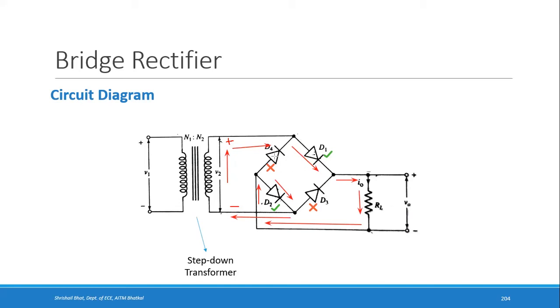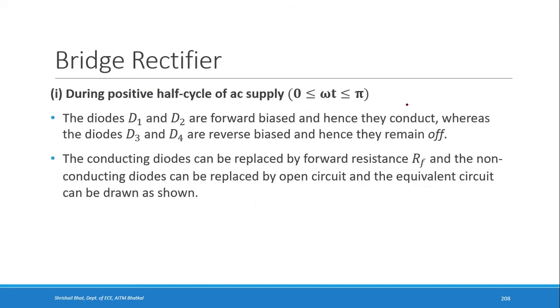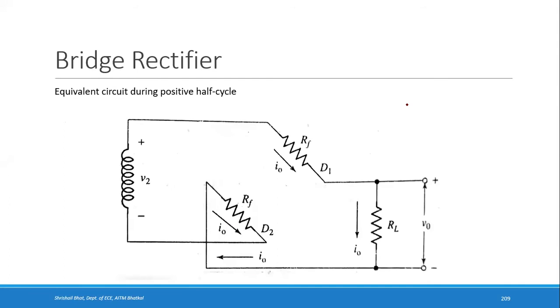So D3 and D4, since they are reverse biased, act as an open circuit. So the current will not flow through these paths. Is that clear? From this, you can draw the equivalent circuit. During the positive half cycle, the diodes D1 and D2 are forward biased, whereas D3 and D4 are reverse biased. The forward biased diodes conduct and the reverse biased diodes do not conduct, or we say they remain off. The conducting diodes can be replaced by forward resistance RF, and the non-conducting diodes can be replaced by an open circuit. So the equivalent circuit, we can draw it like this.